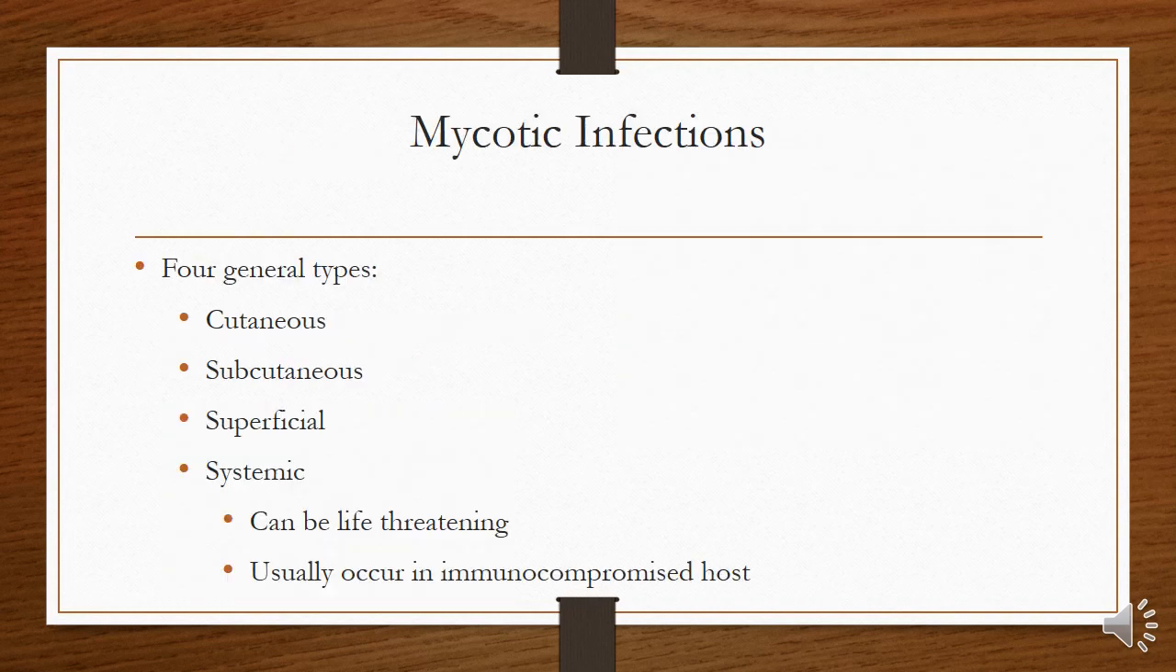Now, mycotic infections or fungal infections are a really big deal. They're very, very hard to cure. If we think about just the four general types: cutaneous, subcutaneous, superficial, and systemic. These mycotic infections can be treated in multiple different ways. However, systemic, again, can be life-threatening, and usually occurs in a person that can no longer fight infection well, so an immunocompromised host.